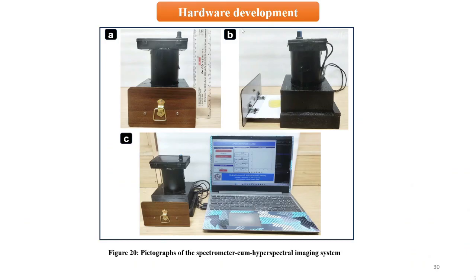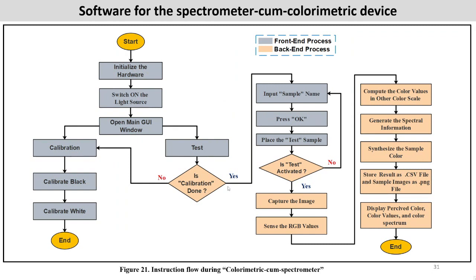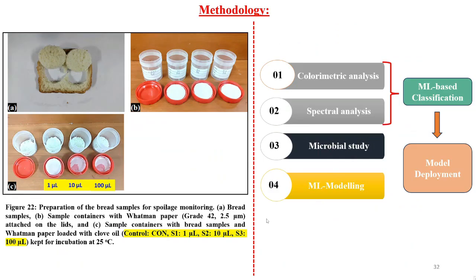So, hardware development. This is the picture of the hardware, and this is the complete setup, what it would look like. Again, the software for the spectrophotometer cum colorimetric device. So this is the flow chart.